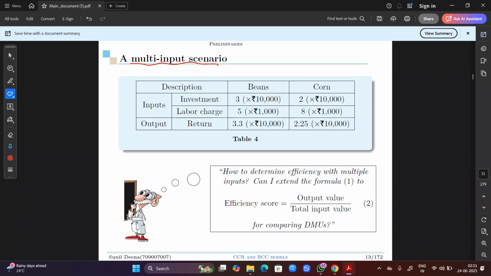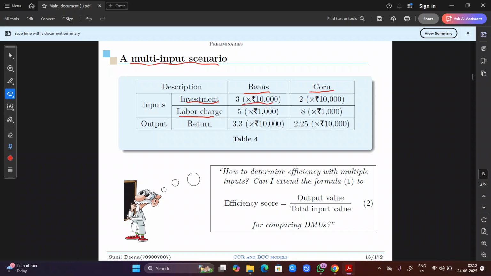Previously, whatever examples we have taken, they were a single input and single output. Now I have taken two inputs and one output. The first input is the investment and the second input is the labor charge. And there are two DMUs. DMU1 is beans and DMU2 is corn. And the unit, a type of currency, is also the same. That is, it is a currency.